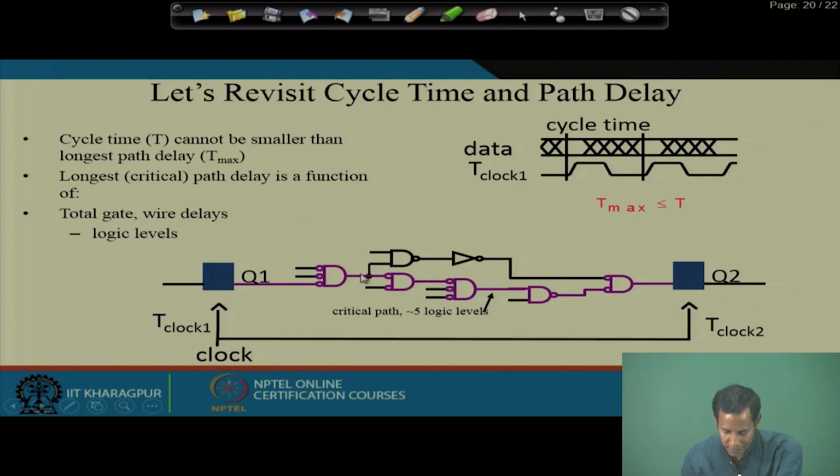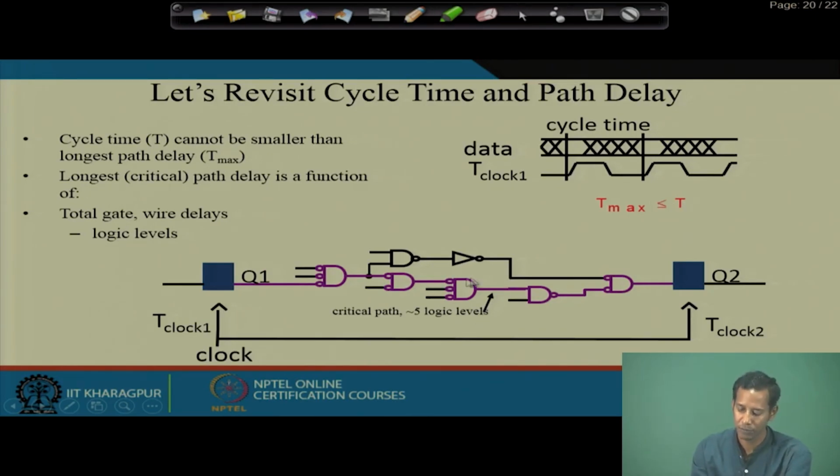In this particular case you see there are two paths. In this particular path I have 1, 2, 3, 4 gate delays, whereas in this particular path 1, 2, 3, 4, 5, so 5 gate delays. So, this will be considered as the critical path, which gives this T max, and the cycle time should not be less than this T max.